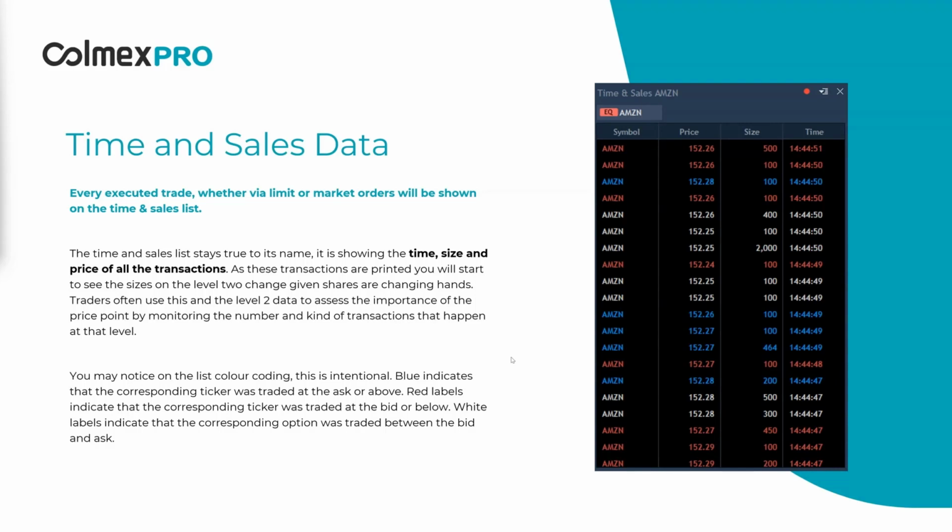If you look at our example on the right, you'll see the symbol, which is AMZN, the price, the size, and the time. You may also notice color coding. This is intentional. Blue indicates that the corresponding ticker was traded at the ask or above. Red indicates that the corresponding ticker was traded at the bid or below. And white labels indicate that the corresponding option was traded between the bid and the ask.